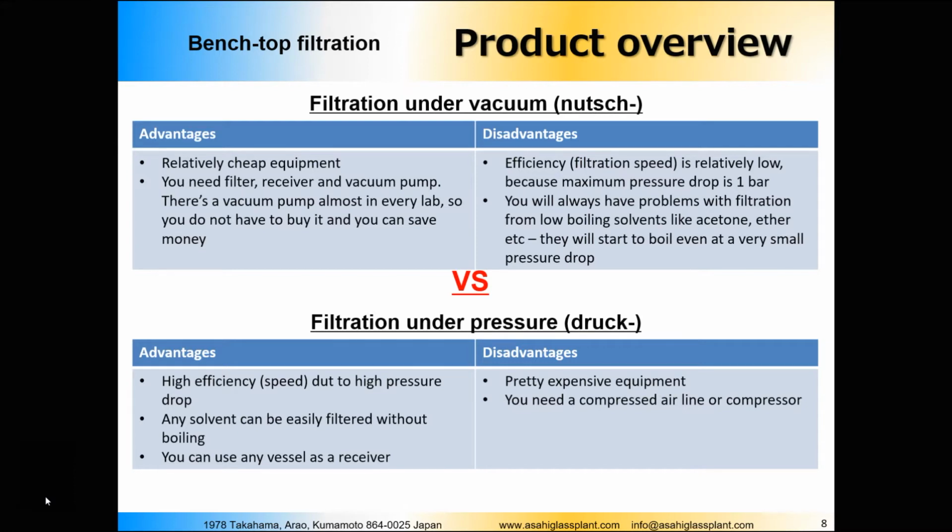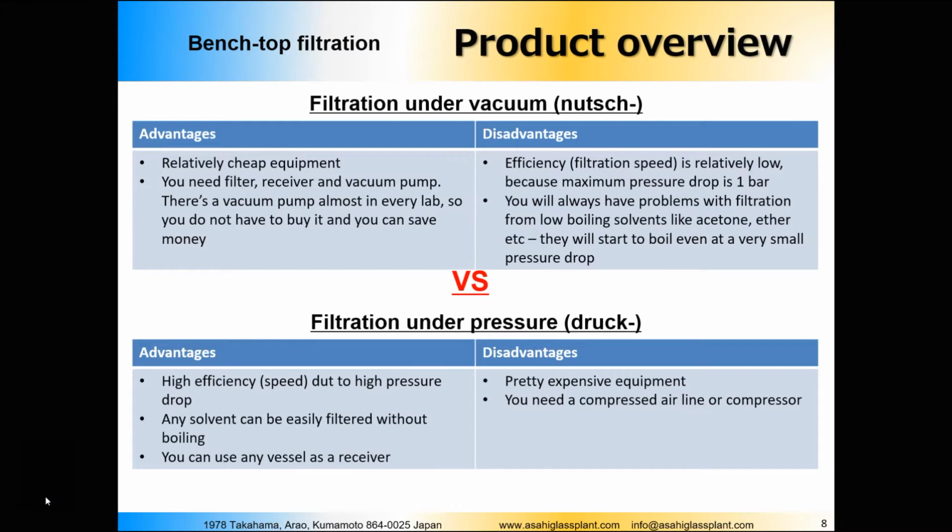Because when I'm talking about this now, I'm talking about the general stuff. So I'm not talking about the characteristics of the filters from Asahi. I'm talking about the general things. So when we're talking about, for example, a stainless steel Druck filter, you can have a pressure up to 6 bars, which means that you will get a pressure drop of 6 bars.